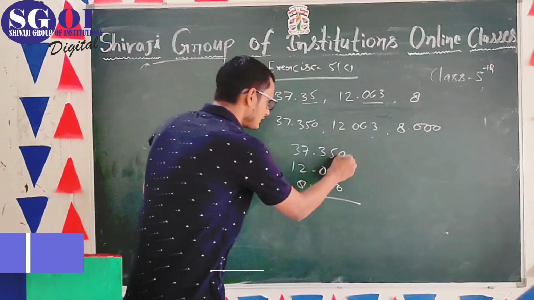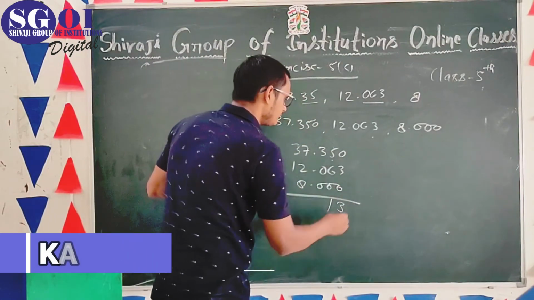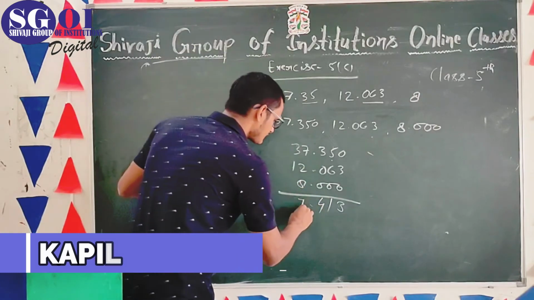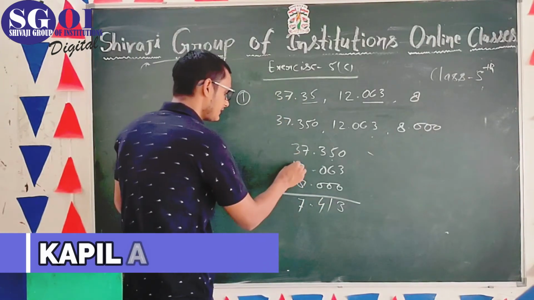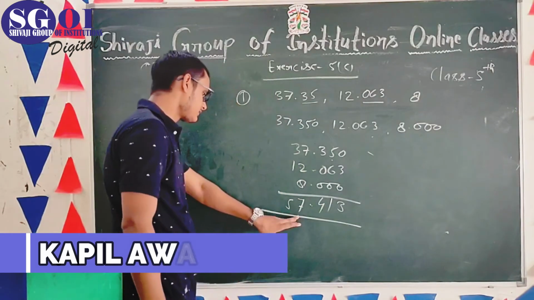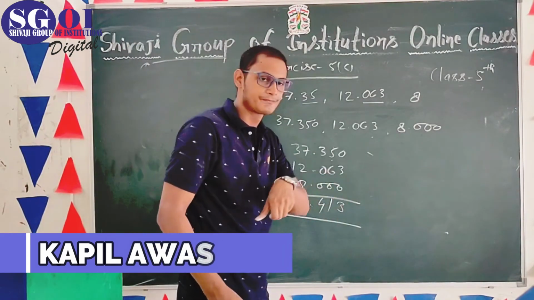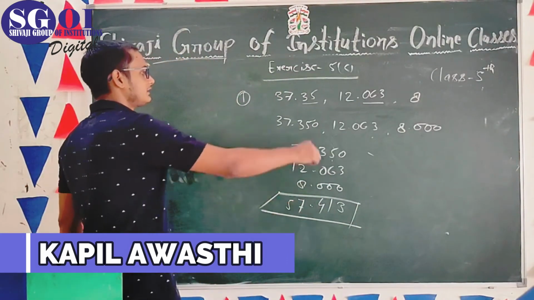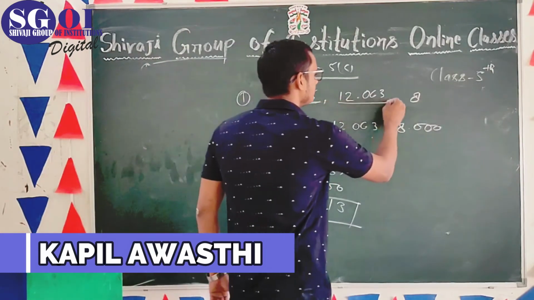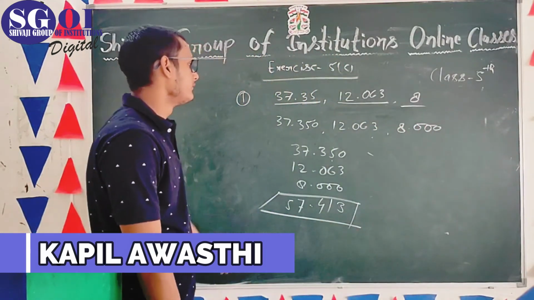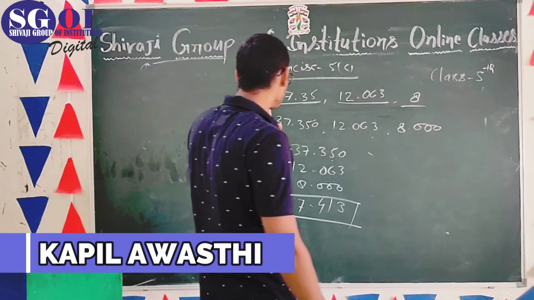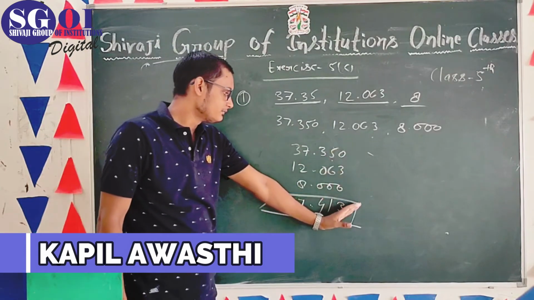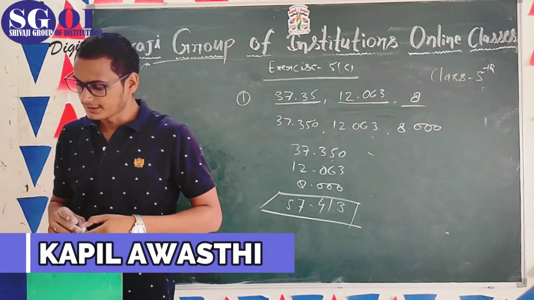Okay. 0 plus 3 plus 0 is 3. 5 plus 6 is 11, carry 1. 3 plus 1 is 4. 8 plus 2 is 10, 10 plus 7 is 17, carry 1. 3 plus 1 is 4, and 5. The answer is 57.413. In the given question, we have 3 unlike decimals. First we convert these unlike decimals into like decimals and add them sequentially.